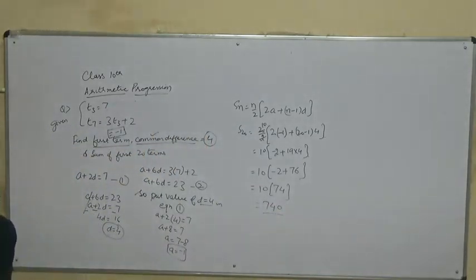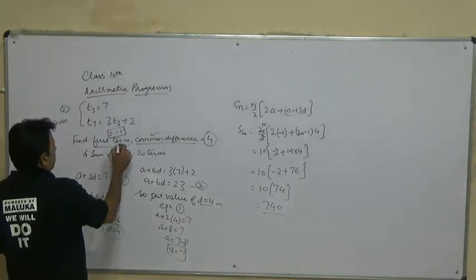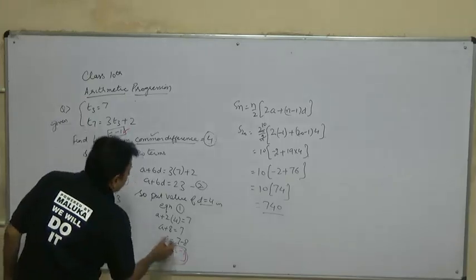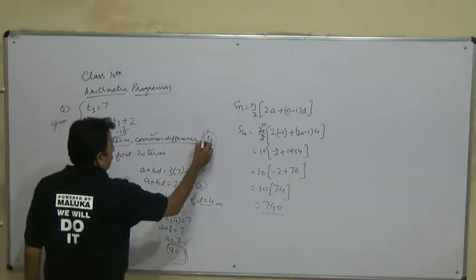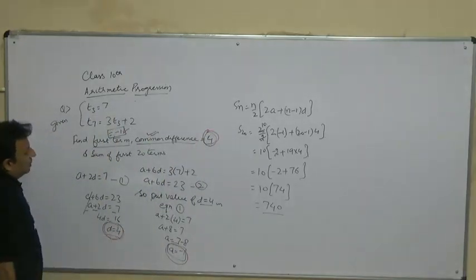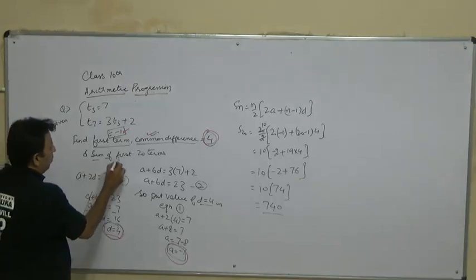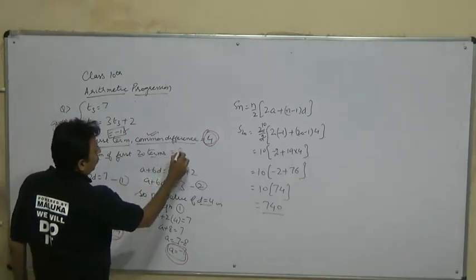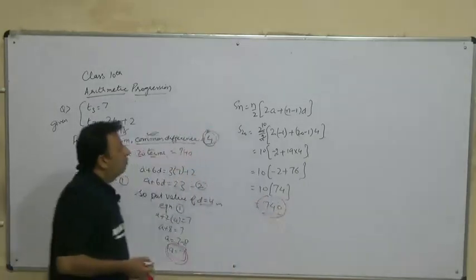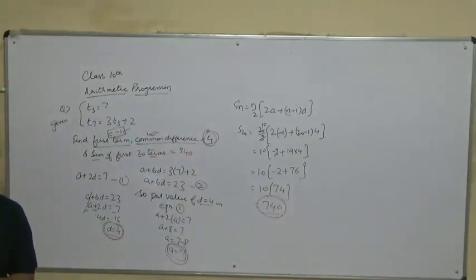So we can see that we have obtained all the terms. The first term is minus 1, which we found here. Then the common difference is 4, which we obtained here. Then the sum of first 20 terms is equal to 740, which we found here. So now we have found all of these. We will proceed with the same in the next lecture.